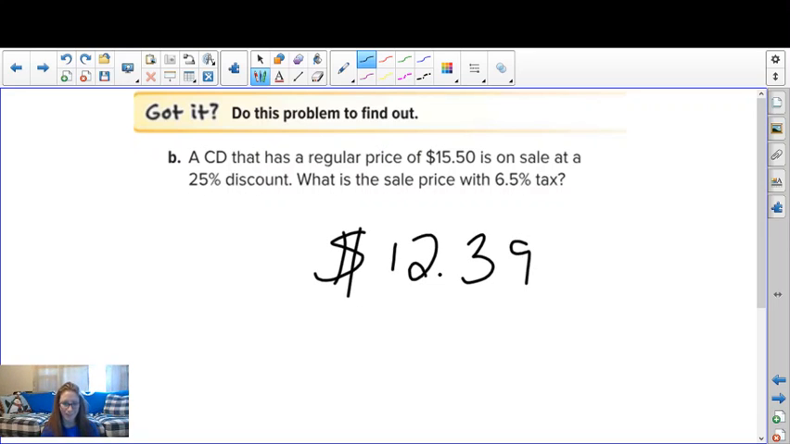You should be buying that CD for $12.39. I always find it weird when they give the CD examples because hardly anyone ever buys CDs anymore.